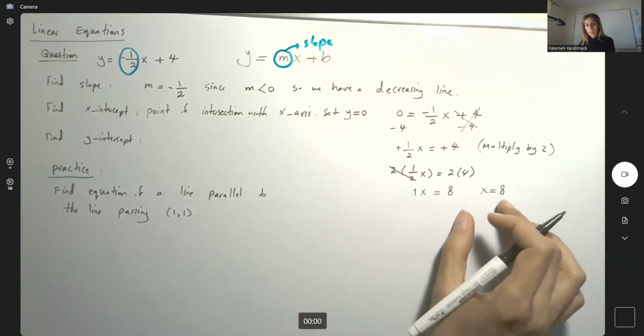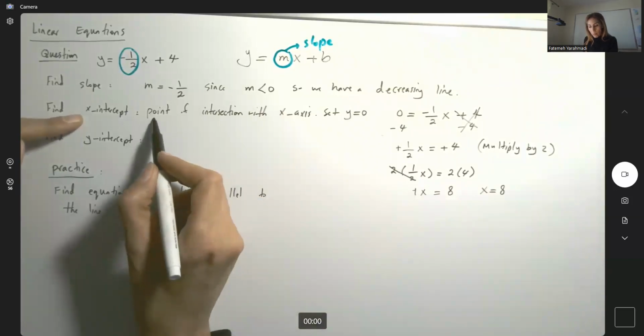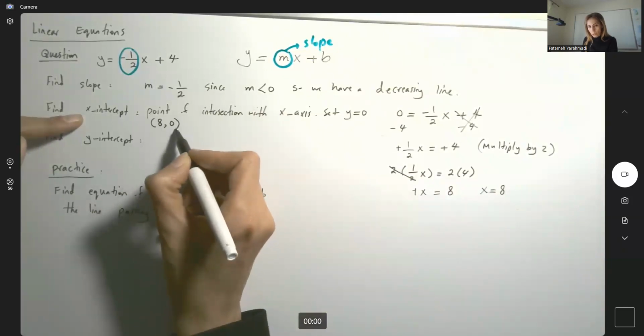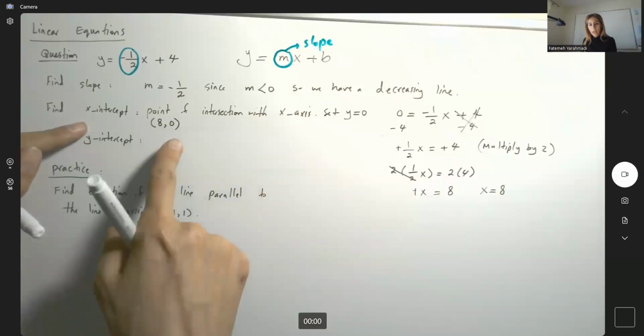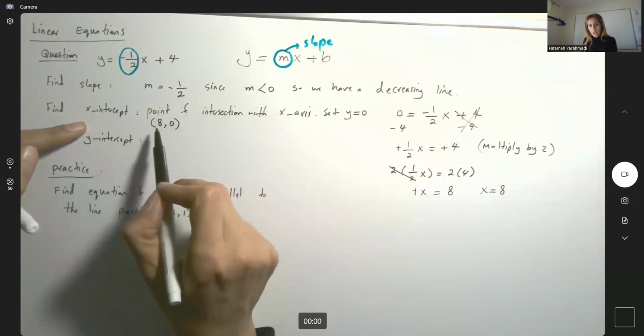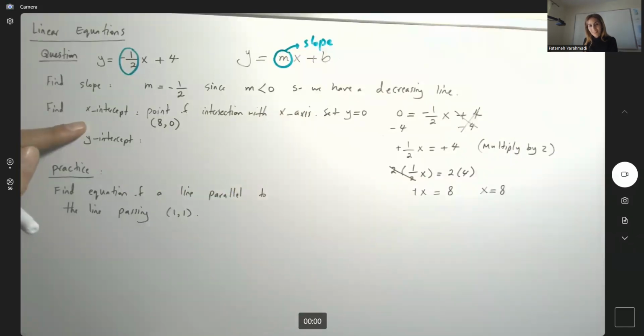What's the meaning of that? It means that my x-intercept as a point has first coordinate 8 and second coordinate 0. This is our x-intercept, the point of intersection. So you need to write down your x-intercept as (8, 0).